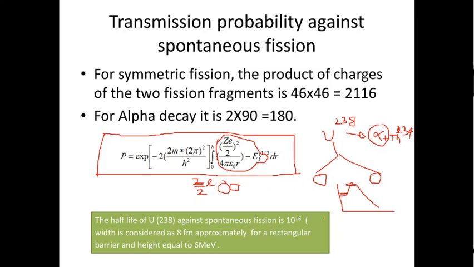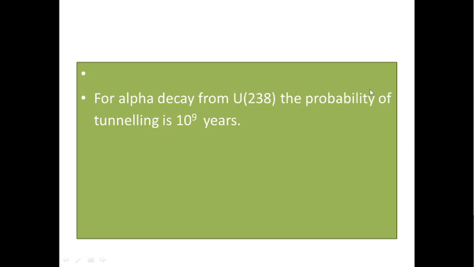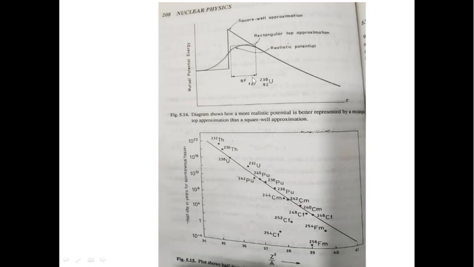How do we know that? I told you in the previous lecture that when we bombard gamma rays of 6 MeV, we are able to undergo photofission of uranium 238. So the barrier height would be around 6 MeV. We are just taking an approximate case, a rectangular top, and this is the barrier width. Considering a barrier width of 8 fermi here, from the potential diagram.